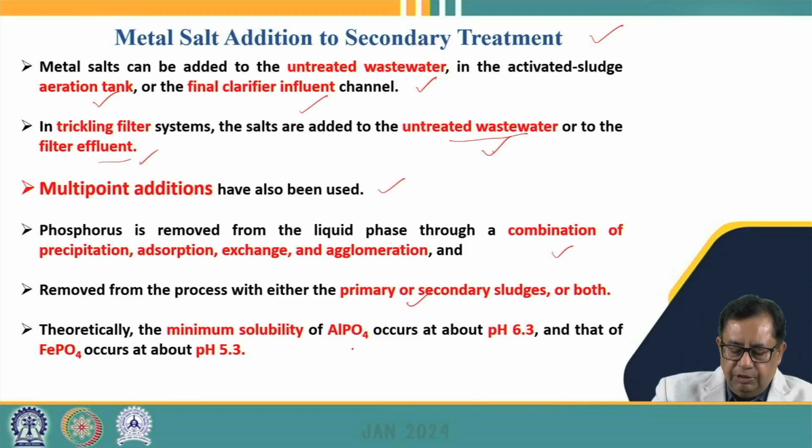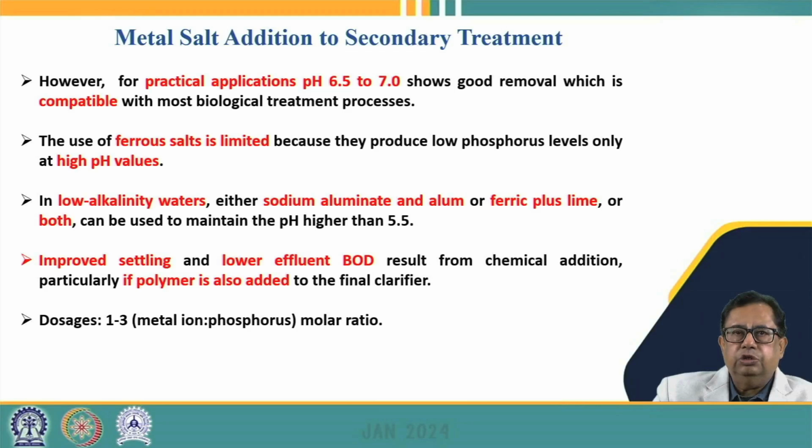So we know that the minimum solubility for aluminum phosphate occurs at around pH 6.3, whereas for ferric phosphate it occurs at about 5.3. So this means that if we have a pH around 6.3 for aluminum phosphate and 5.3 for ferric phosphate, it is best. But it has been found that for practical application, we can also keep the pH at nearly 6.5 to 7, which also shows very good removal of phosphate, and it also becomes compatible with most of the biological treatment processes.